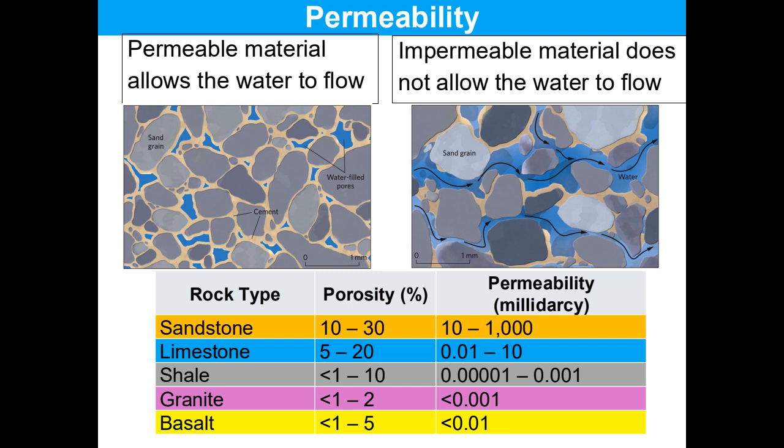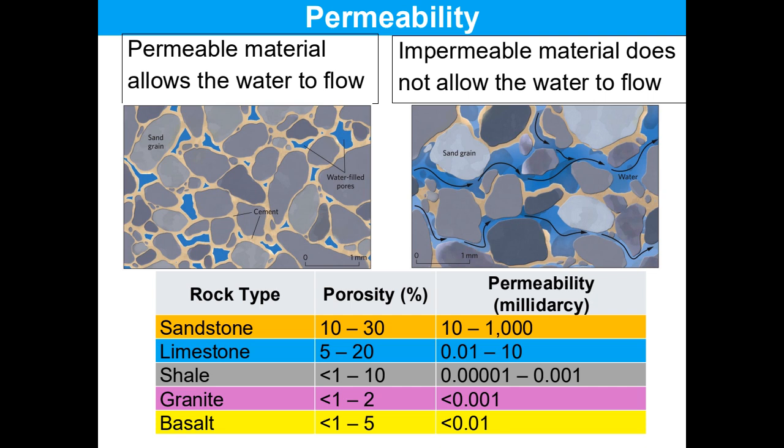So here we have permeable materials, which allow the water to flow through. And impermeable materials are the ones that do not allow the water to go through. So these are examples here of rock type, their porosities, and their permeability. Sandstone, for example, has 10 to 30 porosity, which means it has a lot of storage. Remember, porosity gives you an idea about how much water the rock can hold.